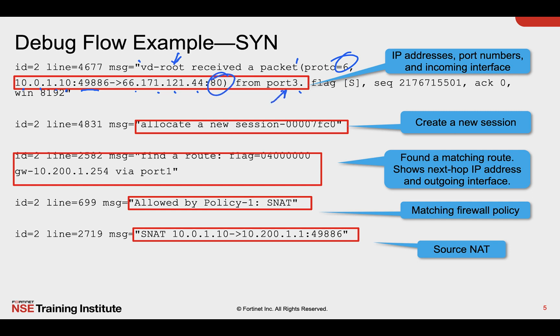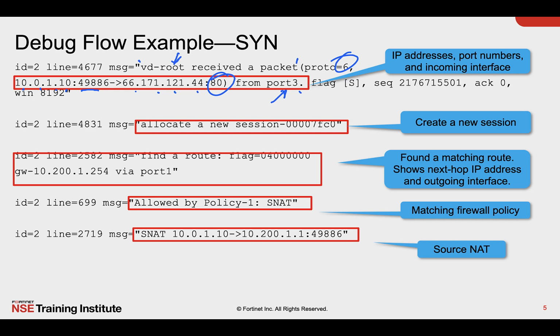From port 3, if I was king, which would be a frightening thought, one of the things I'd do, or CEO of Fortinet, even a more frightening thought, is I would make us use a different word than port for our interfaces, because we have logical ports at layer 4. This is talking about the physical interface. We came in interface 3.